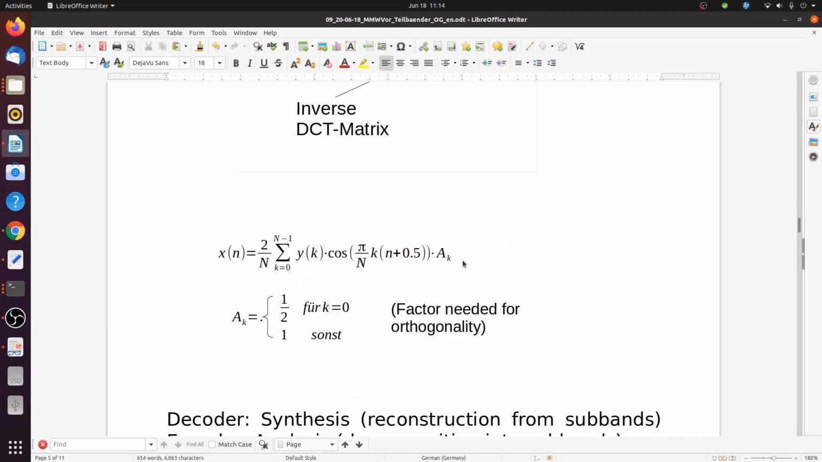So here again is the forward transform of the DCT. No, this is the inverse transform. Again, here we have the cosine terms. And these cosine terms here are now obtained from the inverse matrix. We can just rewrite the inverse matrix multiplication using this sum formulation with this special factor AK here.